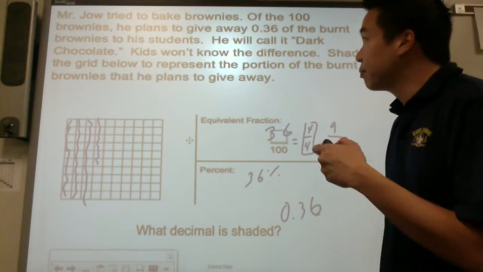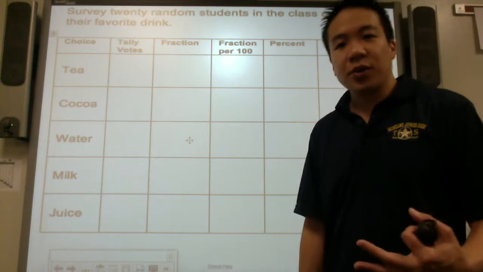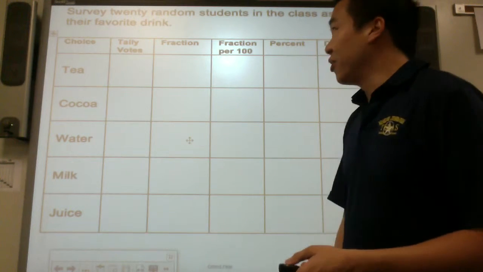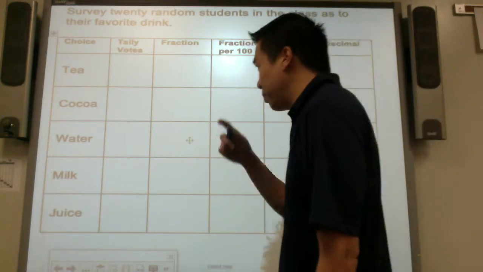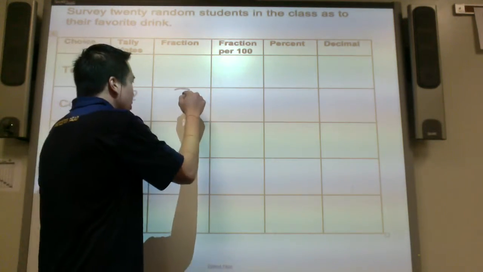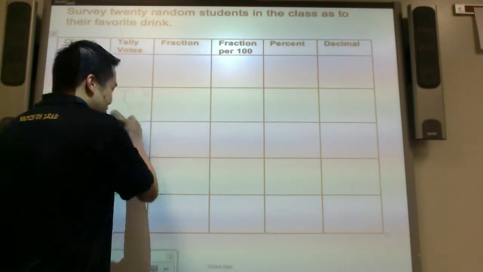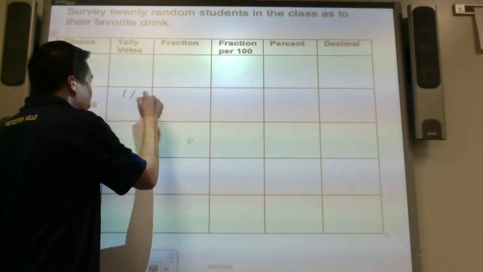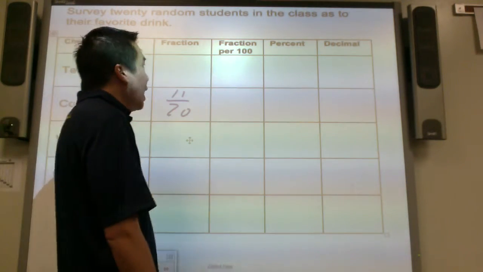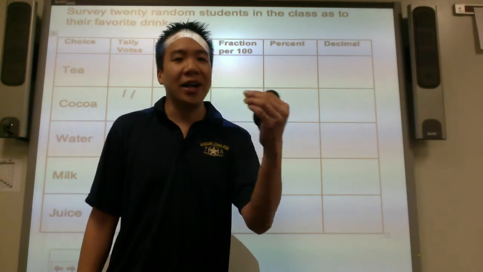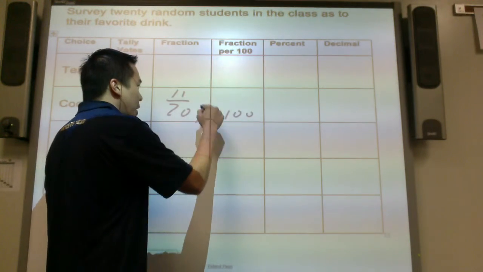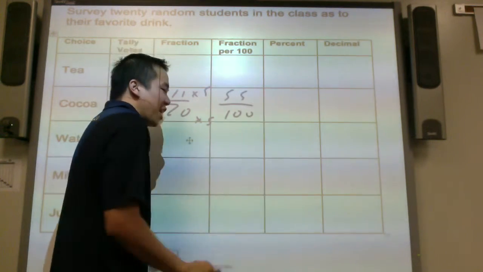They're all equivalent. What we're going to do during class is survey 20 random students, or maybe 25 random students, about their favorite drink, and we're going to find their fraction, decimal, and percent. For example, imagine we had 7 kids out of 20. Oh, let's do something different than 7, because we just did an example of that. Let's do 11 out of 20 students chose cocoa. How would you build it up to per 100, or a percent? To build it up from 11/20 to 100, you scale it up by 5, so 55 hundredths.